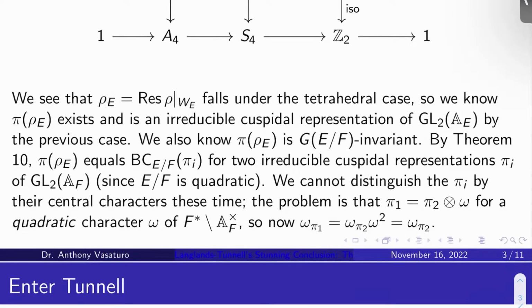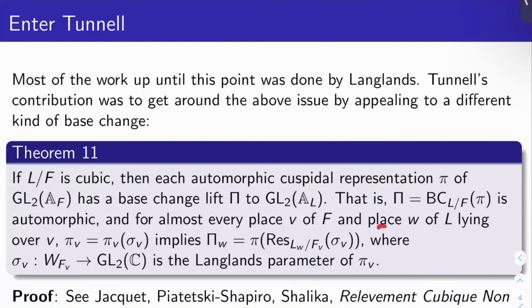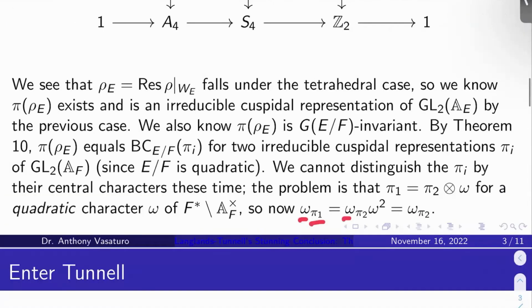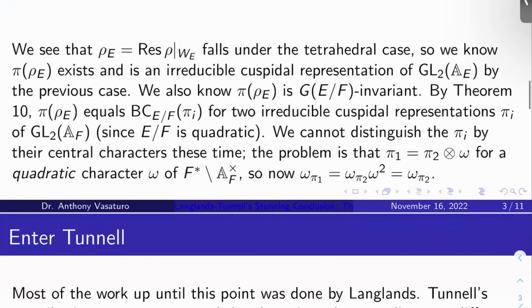Okay. Unfortunately, this time we cannot distinguish the pi sub i by their central characters because we have pi sub 1 is pi sub 2 tensor omega for some quadratic character omega on this orbit space here. And so we still have the relationship omega pi sub 1 is omega pi sub 2 times omega squared. But the thing is, omega squared is 1, right? So before we had this relationship, but omega was a cubic character. So omega squared wasn't 1. And so we could distinguish the representations by their central characters, but now we can't. Now the central characters of pi 1 and pi 2 are the same. So what do we do?